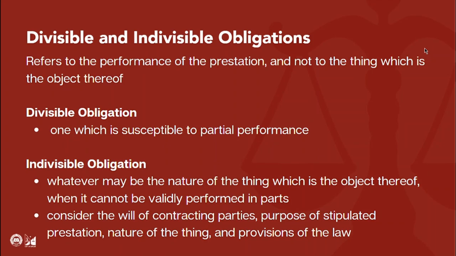Divisible and indivisible obligations refer to the performance of the prestation and not to the thing which is the object thereof. A divisible obligation is one which is susceptible to partial performance. An indivisible obligation is one where, whatever may be the nature of the thing which is the object thereof, it cannot be validly performed in parts. Here we consider the will of the contracting parties, the purpose of the stipulated prestation, the nature of the thing, and provisions of the law affecting the prestation.